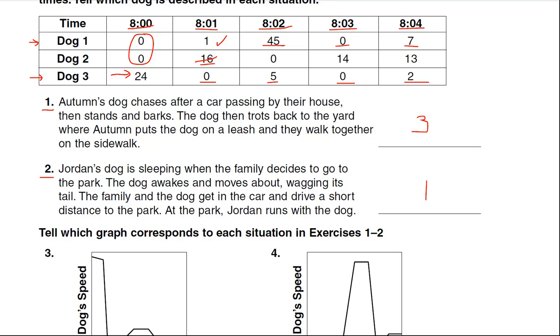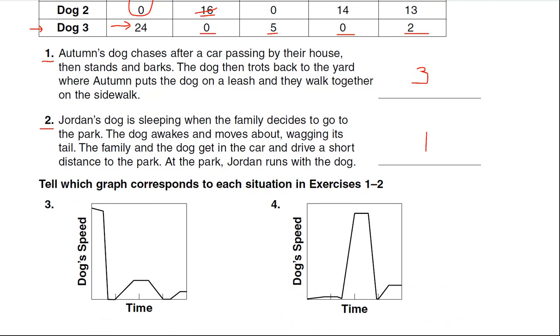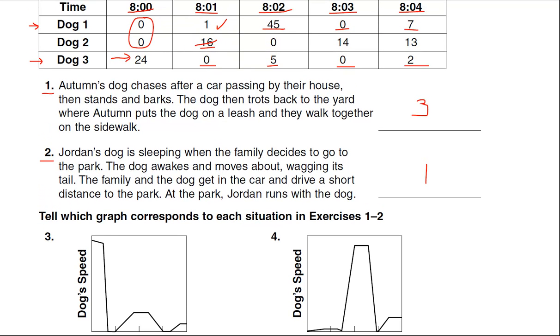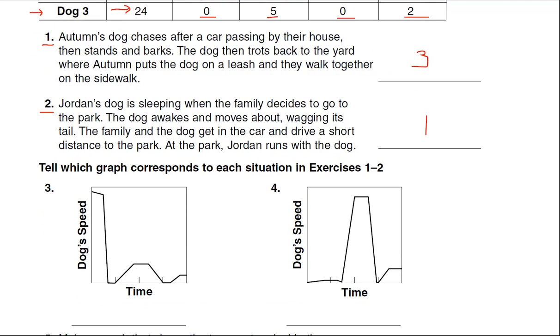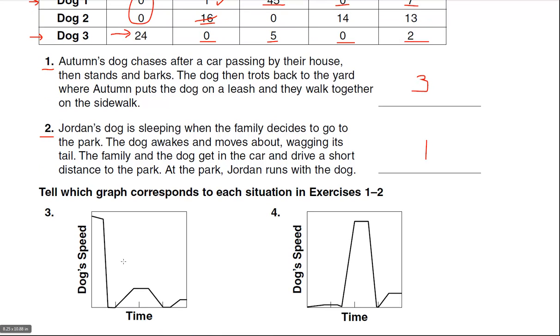Alright, the next part of it asks, tell which graph corresponds to each situation in the exercise. So it's asking which one of these graphs go along with these situations. Does this graph go with dog 3 or does this graph go with dog 1? Remember, dog 3 starts out running 24 miles per hour. Well, here, this dog is going really fast.